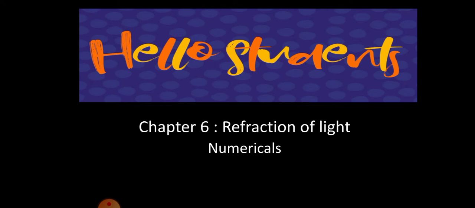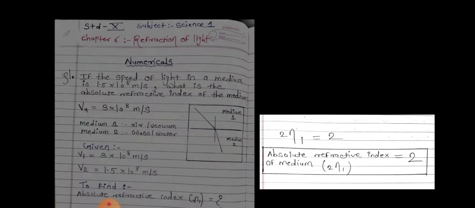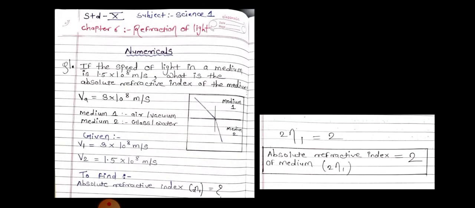What you have to remember is the symbol of refractive index. Sometimes it is also called the absolute refractive index, and it is denoted by the small letter n. So let's start with our numericals now.